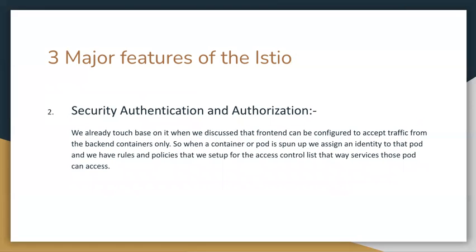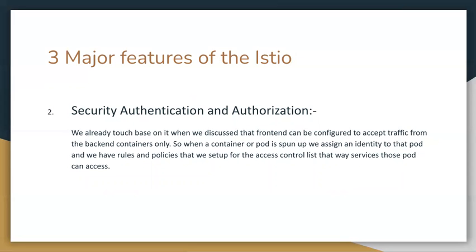So when a container is spun up, Istio is going to assign it an identity. It's going to have certain rules and policies which are set up with the help of access control lists, basically the ACLs, which allow the services to communicate with a certain number of pods and services for which we have configured these ACLs. Then only can these communicate with those pods and services, right? So this is how it puts security, authentication, and authorization in place.